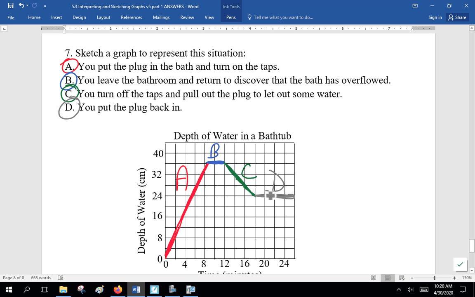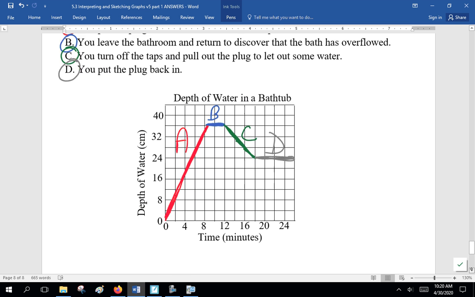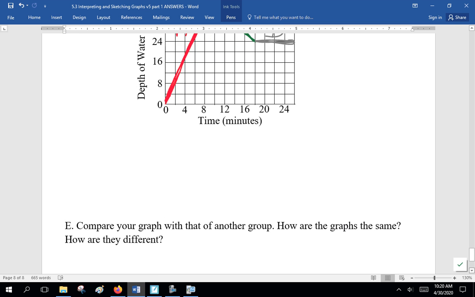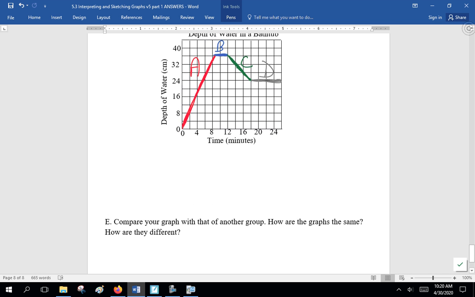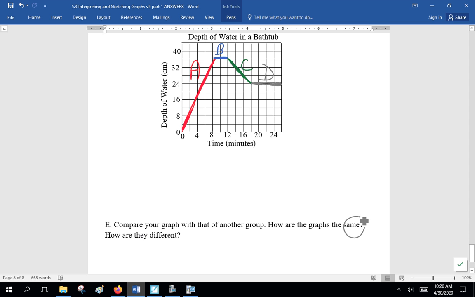Now, comparing your graph to my graph, how are they the same? Well, it should be the same basic shape. It goes up, it stops, it comes down. Something like that. Now, how are they different?